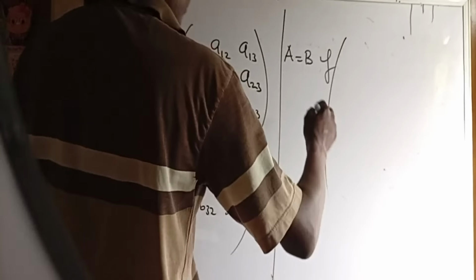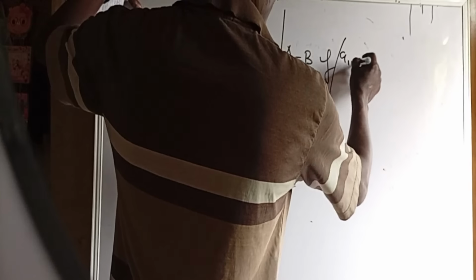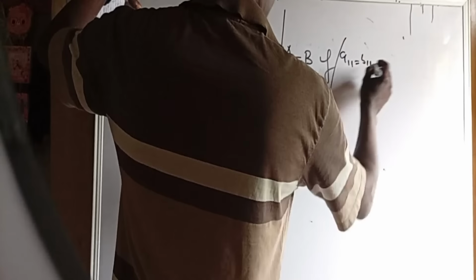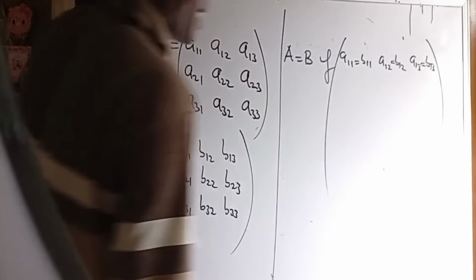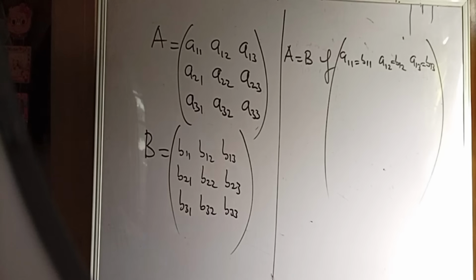Okay, let me help you. A11 is equal to B11. A12 is equal to B12, A13 is equal to B13. I hope you can get this clearly. Can you get that? All right.